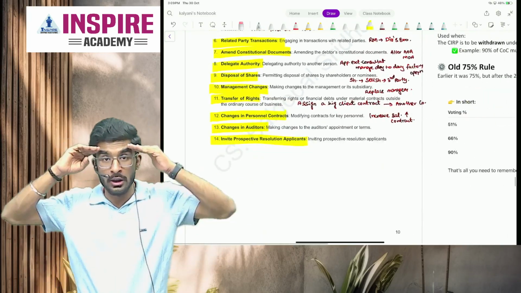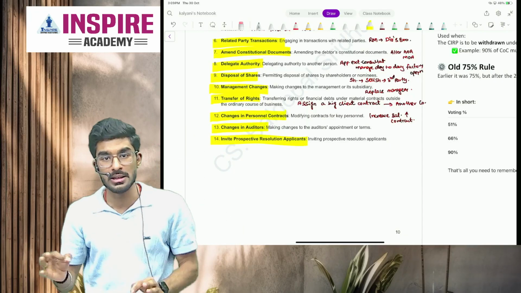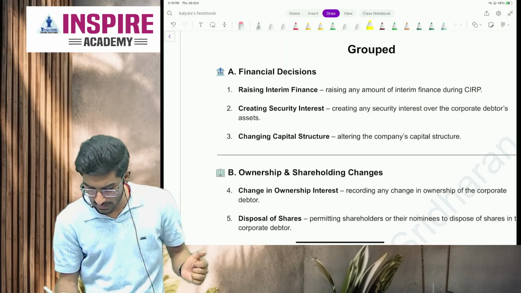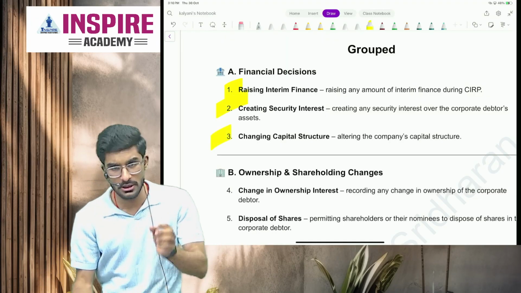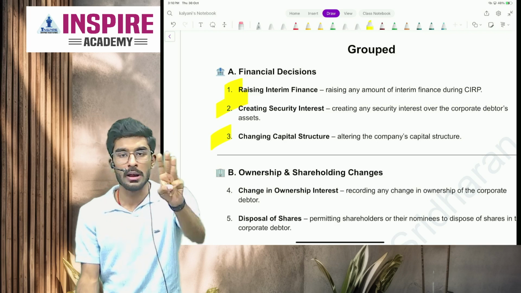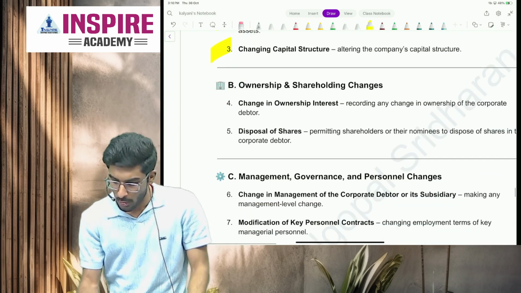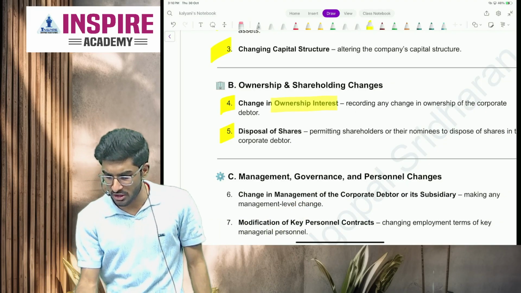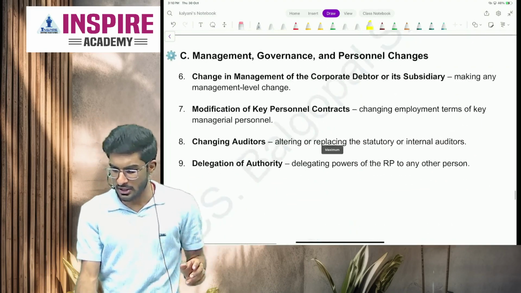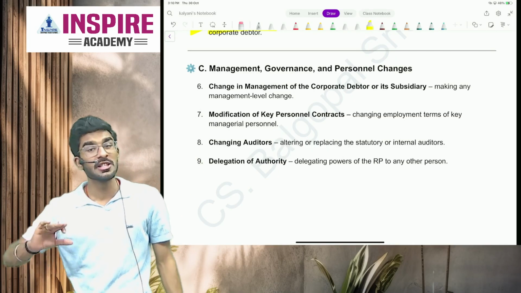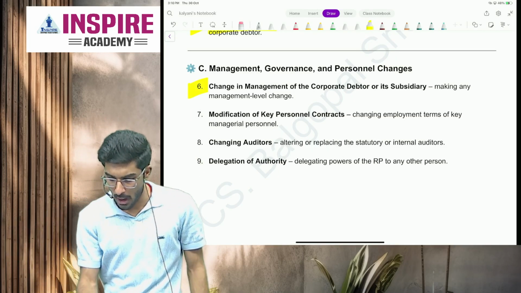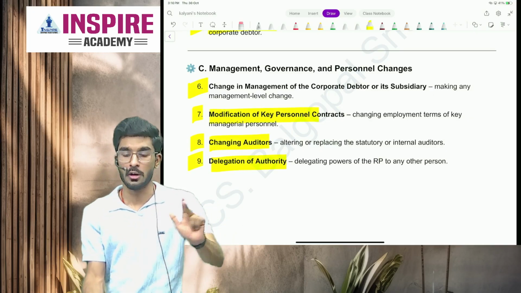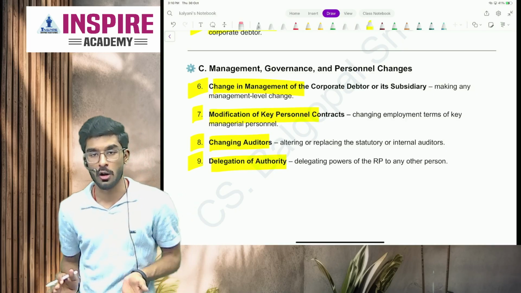So people, to understand this better, what I've done is I have grouped it into categories. Example, all the financial decisions like raising interim finance, creating security interest. Third is changing capital structure. So 3 points under financial decisions, 2 points under ownership and shareholding changes, change in ownership interest, disposal of shares. Next is with respect to management, governance, personnel changes. How many points are there? 1, 2, 3, 4. Delegation of authority, change of auditors, modification of KMP, change in the management of the corporate debtor.